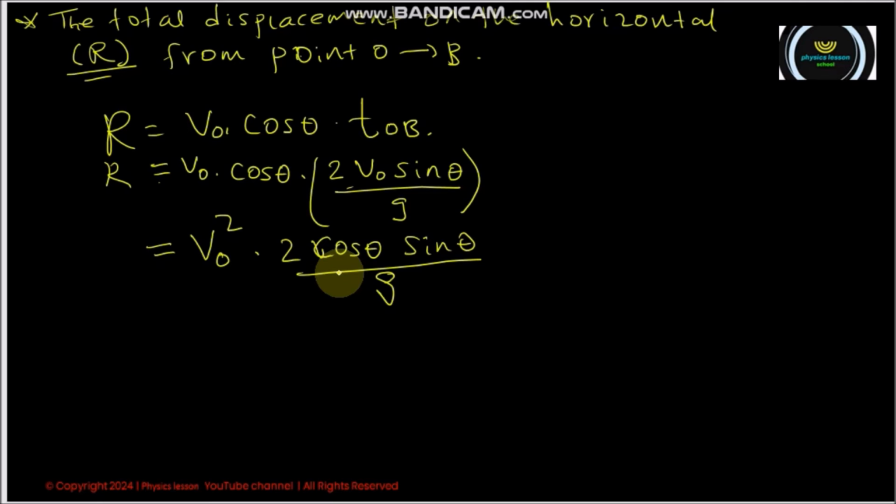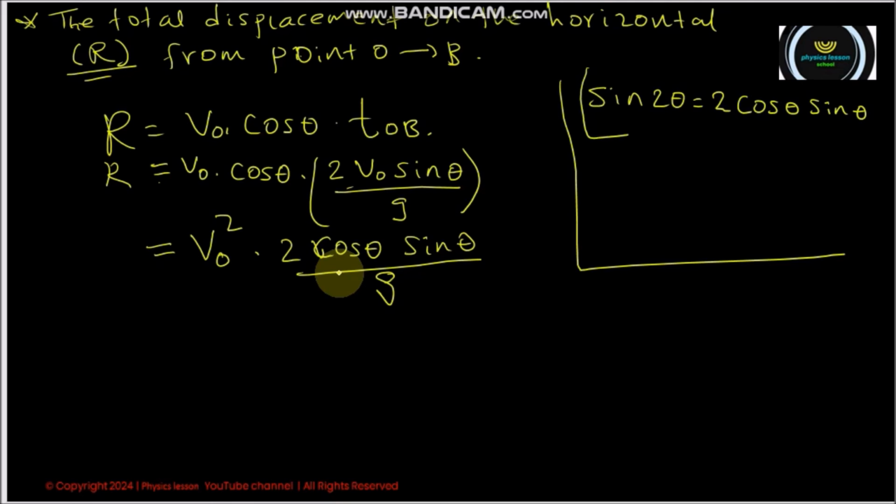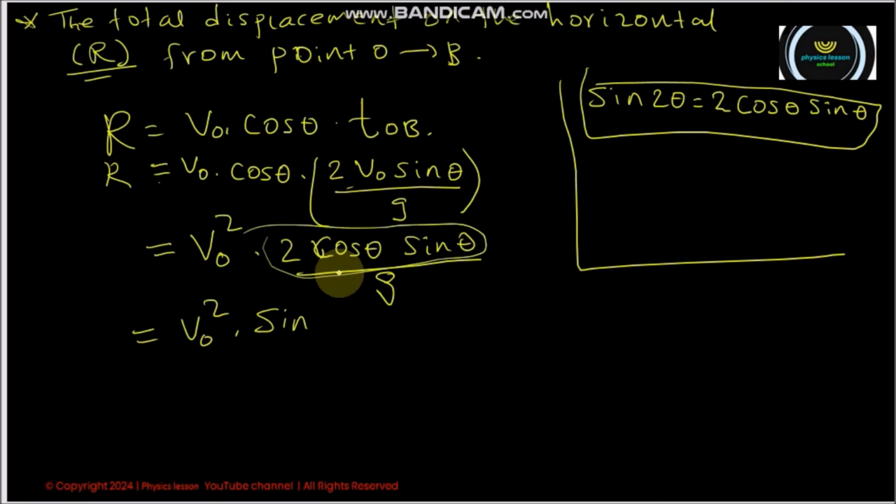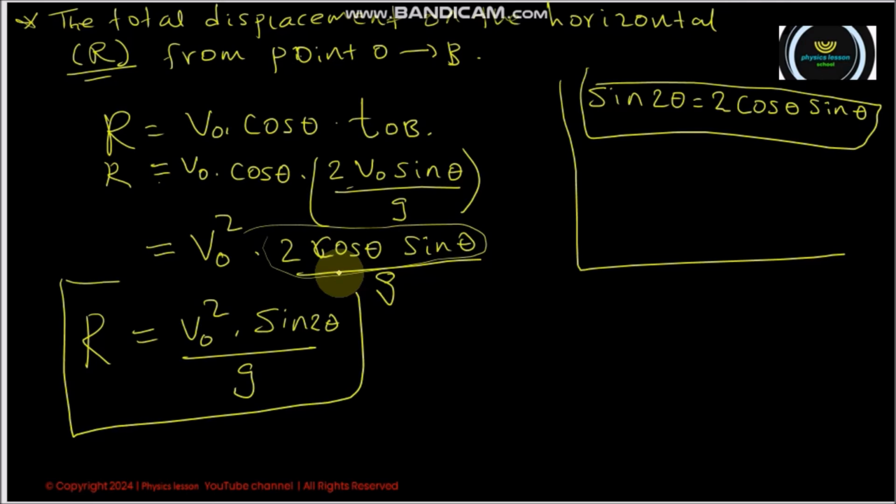Now, in your mathematics, sin 2 theta is equal to twice cos theta sin theta. So we can substitute: v naught square times sin 2 theta over g, which is the value for the total horizontal distance.